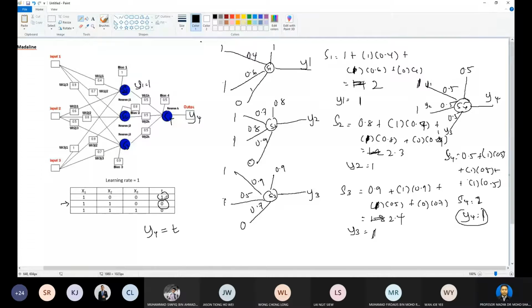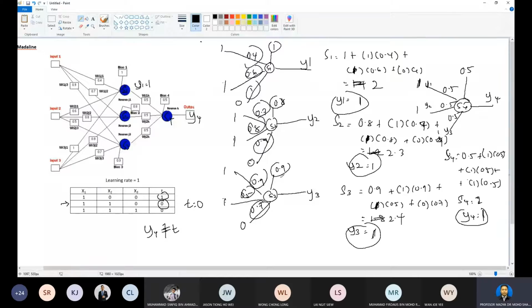You can check here. Then we can compare with target. So y4 for the second iteration is not equal to the target. Our target will be 0. Not equal with target, so we have to adapt the weight and bias for every weight. That means we have 12 parameters to be adapted for the second iteration.